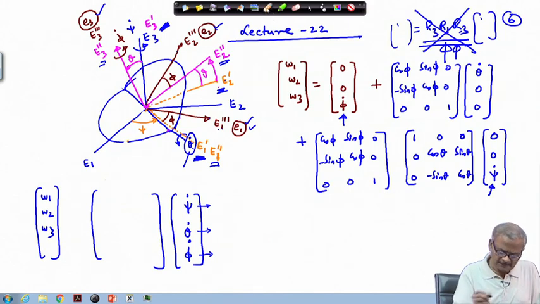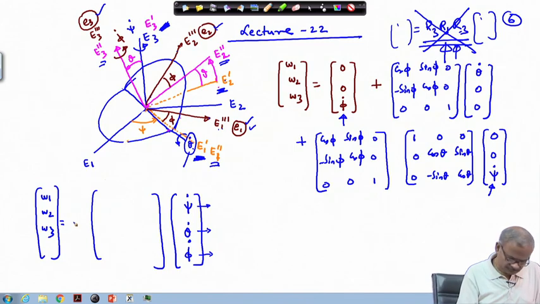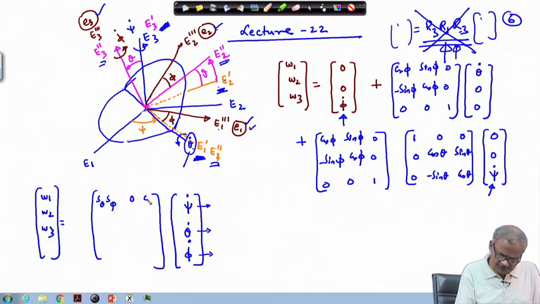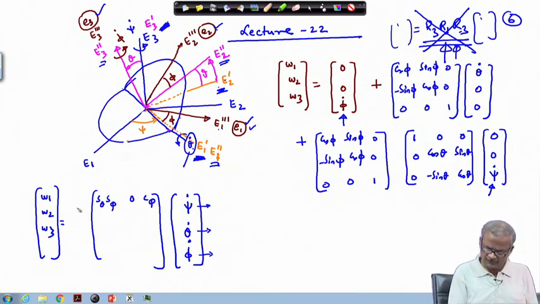And that particular term we can write as S theta, S phi, 0, C phi. For this you need to just add it up, first solve this and put it in a simple linear equation format. This will be basically in the algebraic format, where psi dot, theta dot, phi dot will appear and this will act as those coefficients.